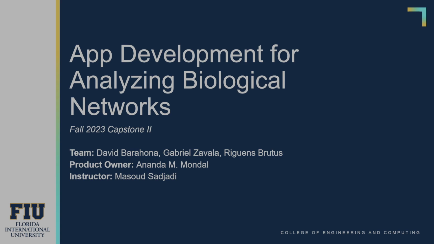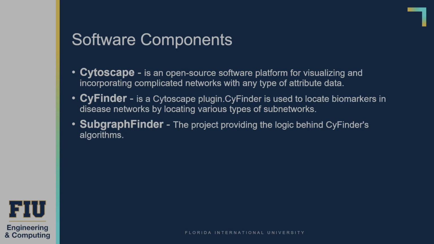We work on the app development for analyzing biological networks, which is SciFinder, a plugin for Cytoscape. The software component, Cytoscape, is an open source software platform for visualizing and incorporating complicated networks with any type of attribute data. SciFinder is a Cytoscape plugin. SciFinder is used to locate biomarkers in disease networks by locating various types of subnetworks. And Subnetwork Finder is the project providing the logic behind SciFinder's algorithm.